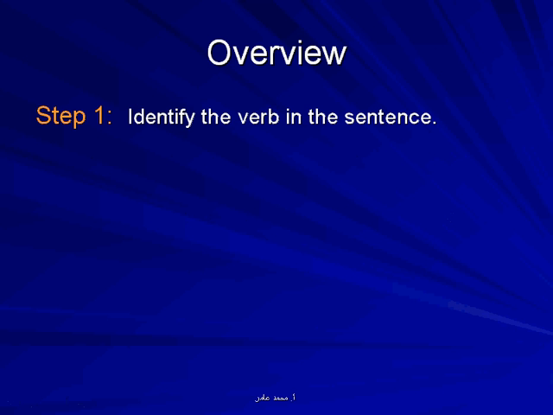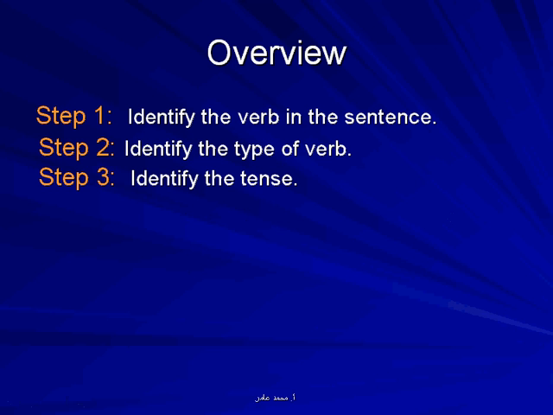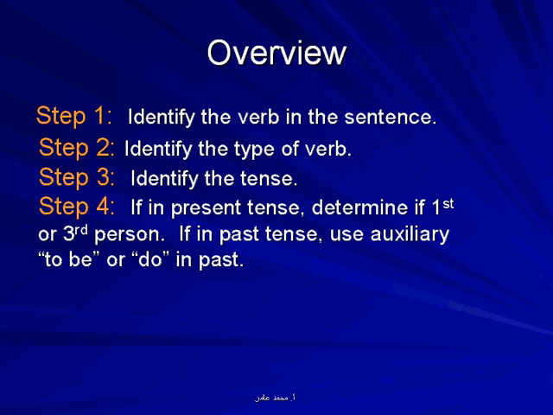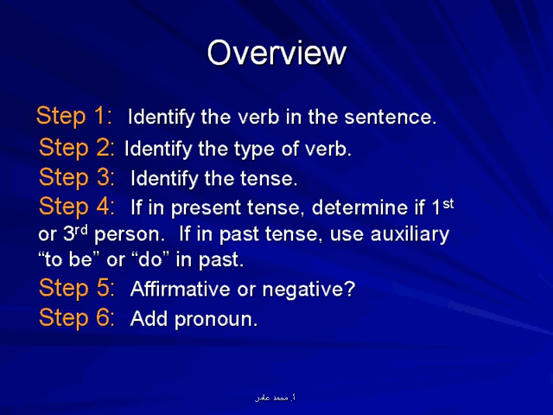Overview. Step 1. Identify the verb in the sentence. Step 2. Identify the type of verb. Step 3. Identify the tense. Step 4. If in present tense, determine if first or third person. If in past tense, use auxiliary to be or do in the past. Step 5. Affirmative or negative. Step 6. Add pronoun. Subject pronoun.